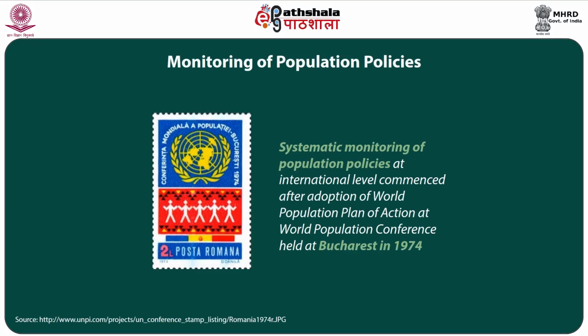Systematic monitoring of population policies at the international level commenced immediately after adopting the World Population Plan of Action at the World Population Conference held at Bucharest in 1974. The Bucharest Conference gave the call to the nations that development is the best contraception. In continuation to that, the Plan of Action, which was the first global intergovernmental instrument related to population policy, called upon the UN to monitor national population trends and policies.